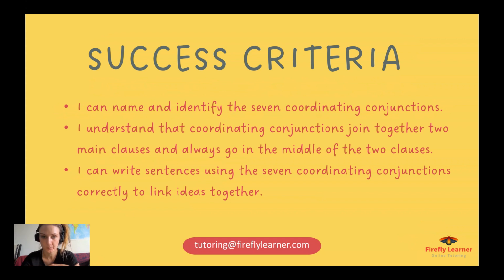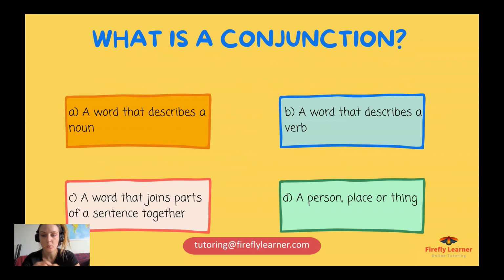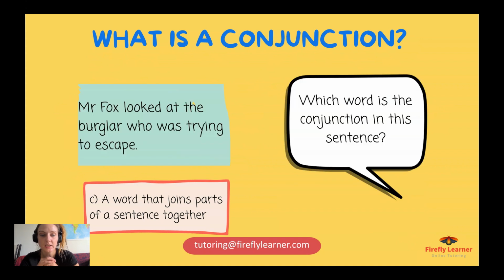your writing. So before we think about what a coordinating conjunction is, we need to know what an actual conjunction is. So have a look at these potential answers, pause the video while you decide which one you think explains what a conjunction is. So the answer is C. A conjunction is a joining word. It joins two parts of a sentence together.